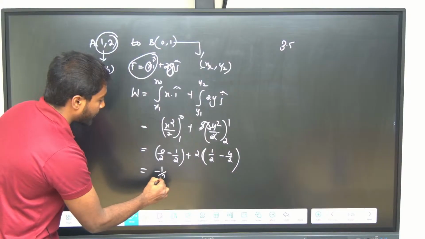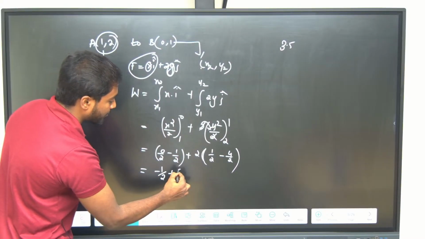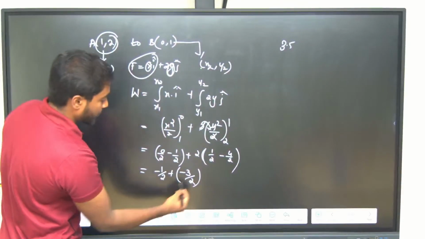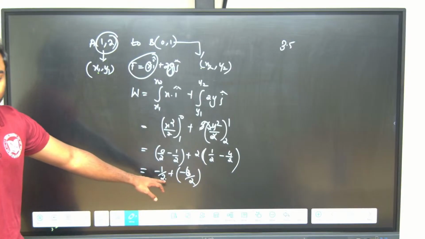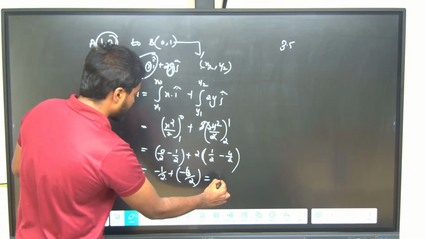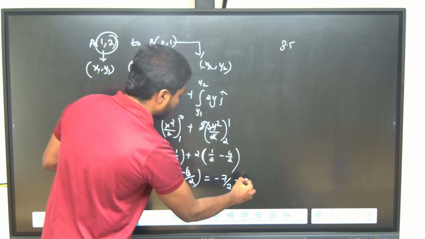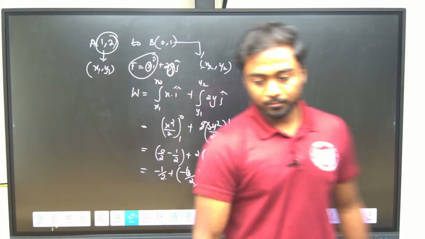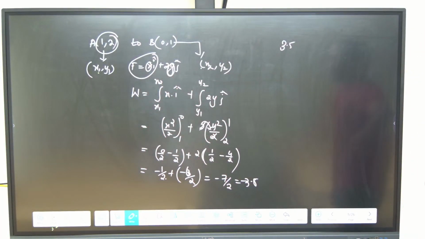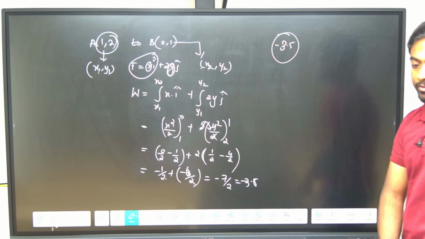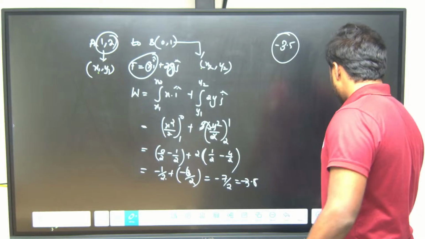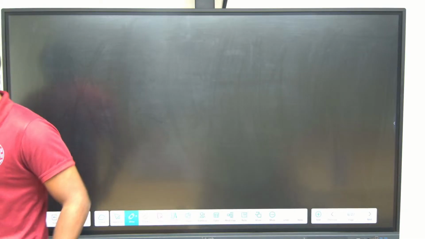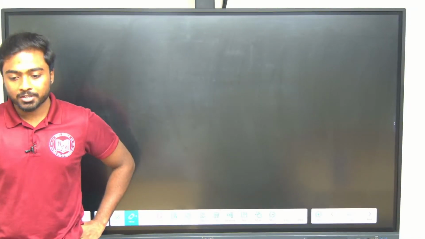So minus 1 by 2 plus, and this is minus 3 by 2 into 2, means 6 I have taken. So the denominators are the same, I'll keep them as they are. So which will be minus 7 by 2, which is minus 3.5. Minus 3.5 is the work done. So minus, it should come, that's it. Done? So next one is, write the topic, spring constant, spring constant.